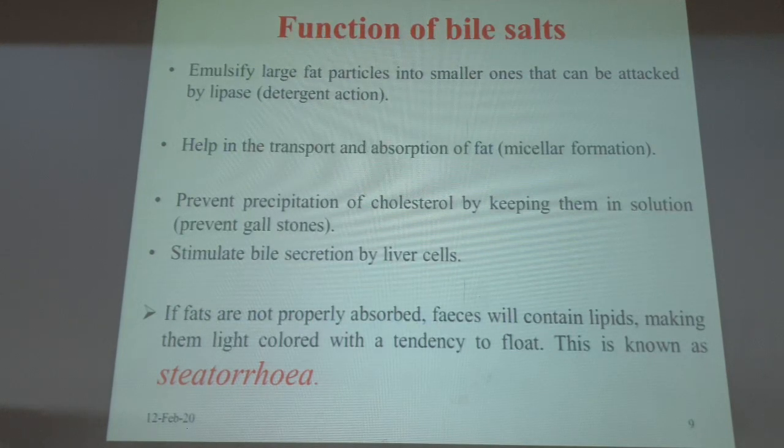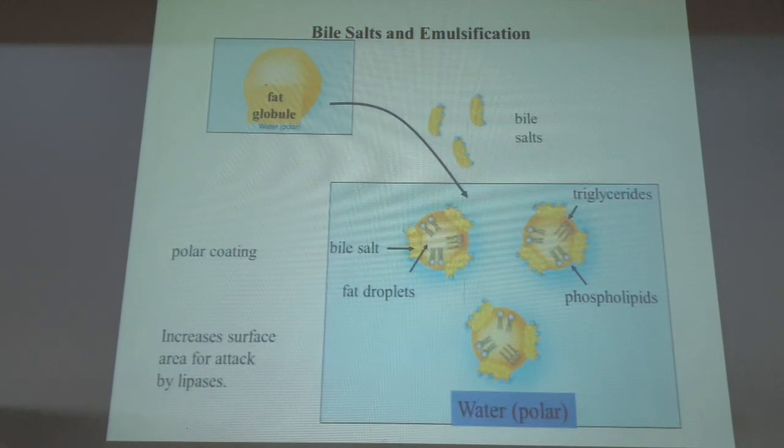In case he takes a fatty meal and there is no digestion or absorption of fat, this will result in steatorrhea. And this is how bile salts act on a fat droplet. So this is a large fat molecule, and these are the bile salts. It will make it into smaller droplets surrounded by the bile salts.